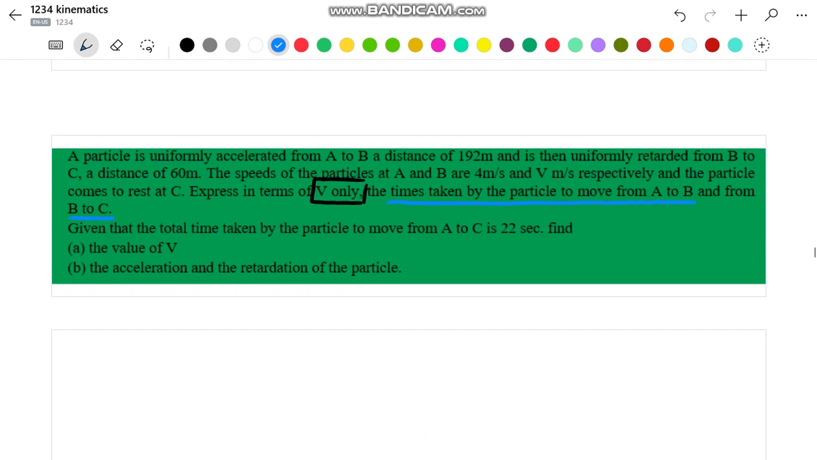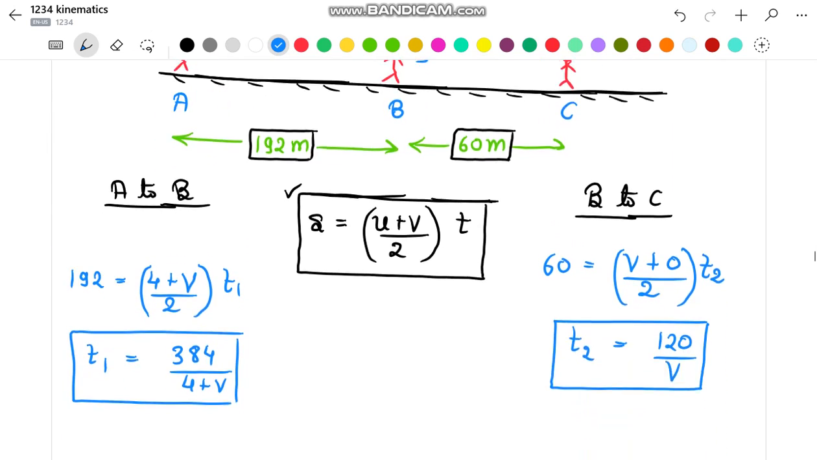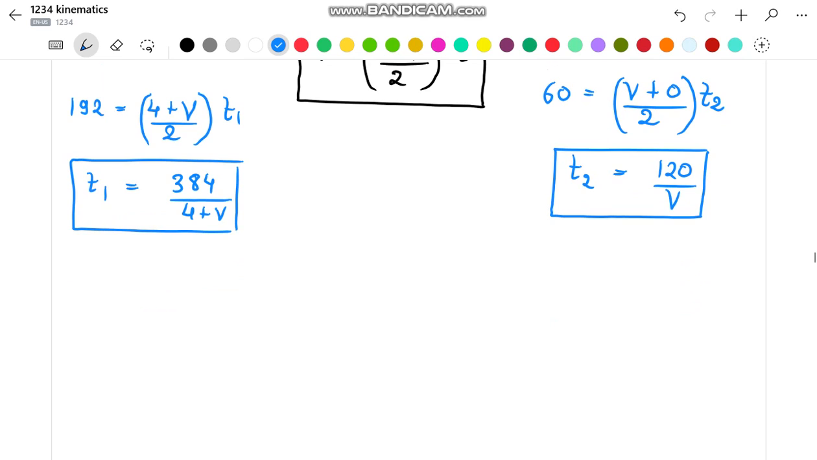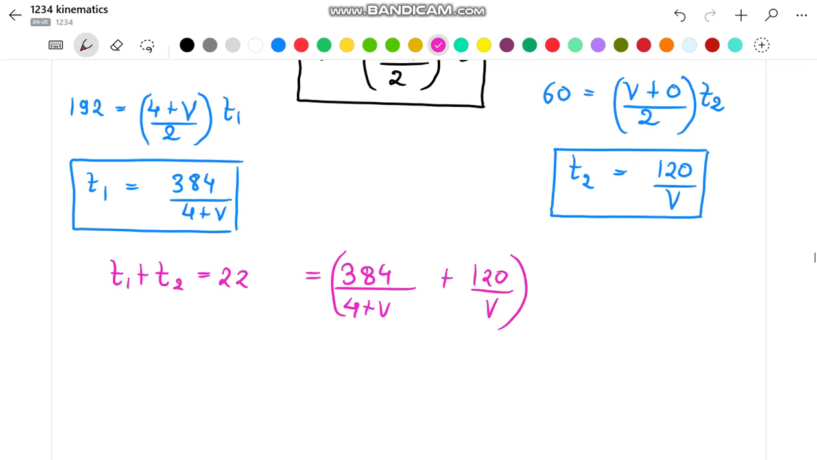Now in the next part it is given that the particle takes a total time of 22 seconds and we have to find the value of v. So from here we can write t1 plus t2 is equal to 22 seconds. That is, 384 by 4 plus v, plus 120 by v, is equal to 22. Now from this expression we can solve to find the value of v, which comes out to be equal to 20.